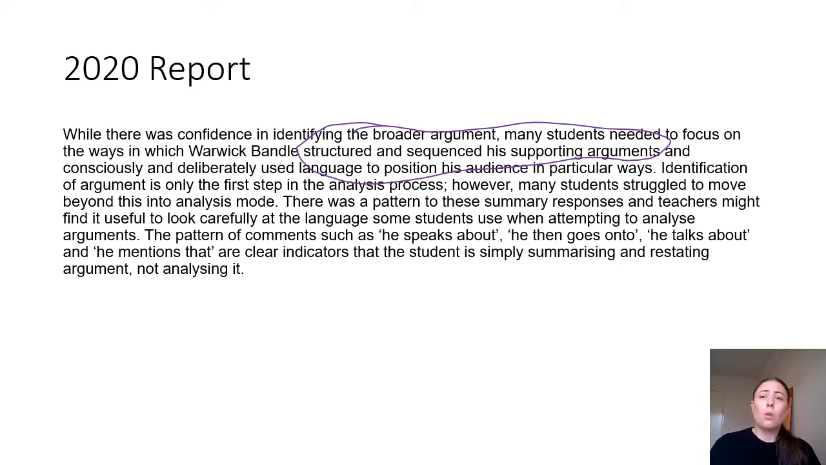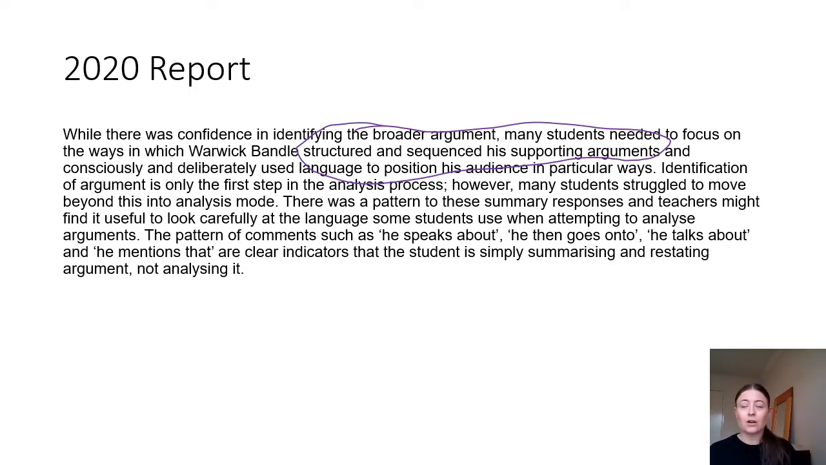So one of the ways that students really effectively do this is through their first sentence of any body paragraph. Perhaps their first sentence says, Bandle begins by, but then the next body paragraph first sentence might say, having established the relationship and the common beliefs that Bandle holds with his audience, he then moves on to clearly and in an assertive way deliver his contention that.